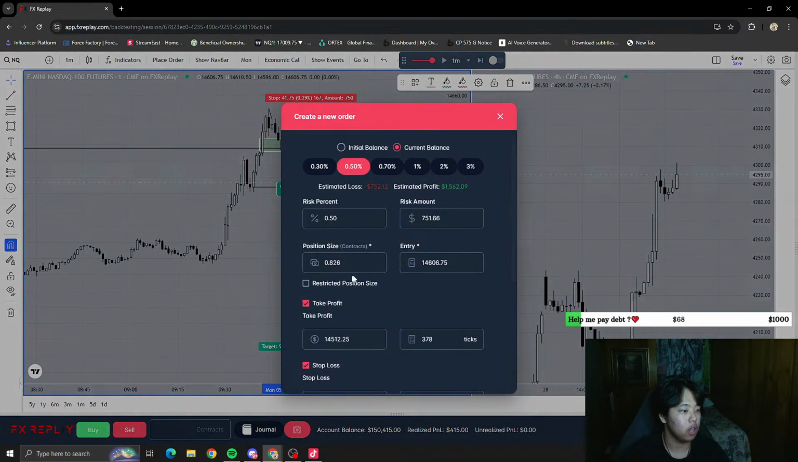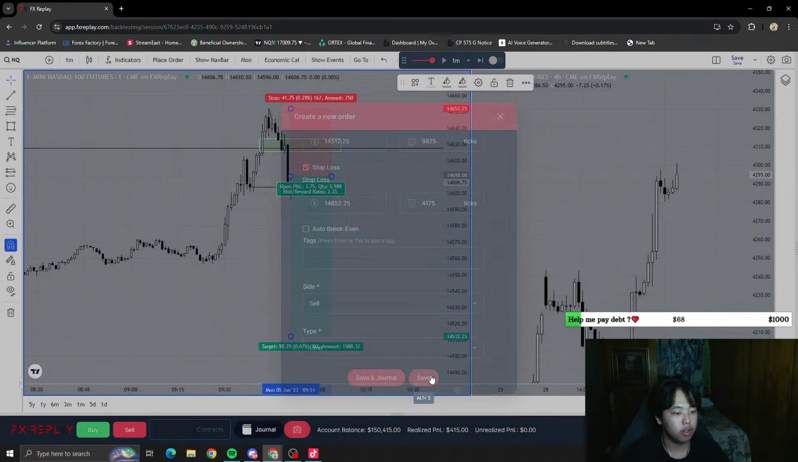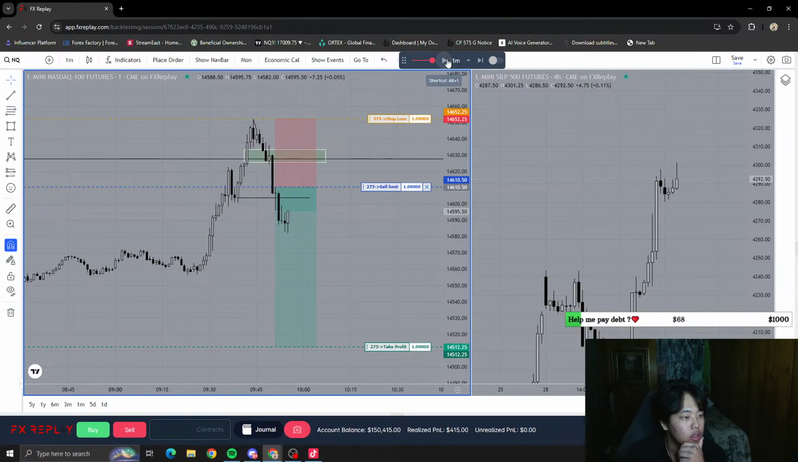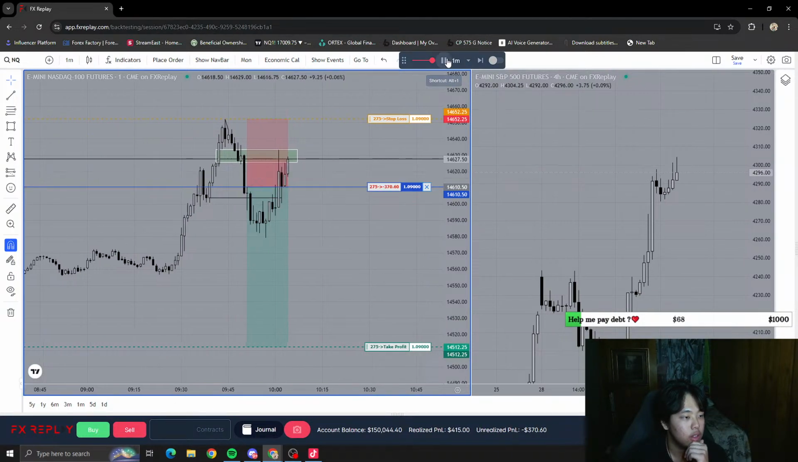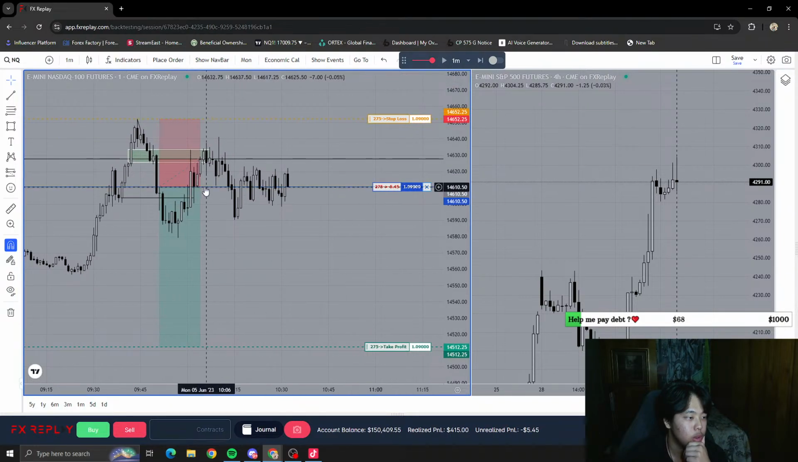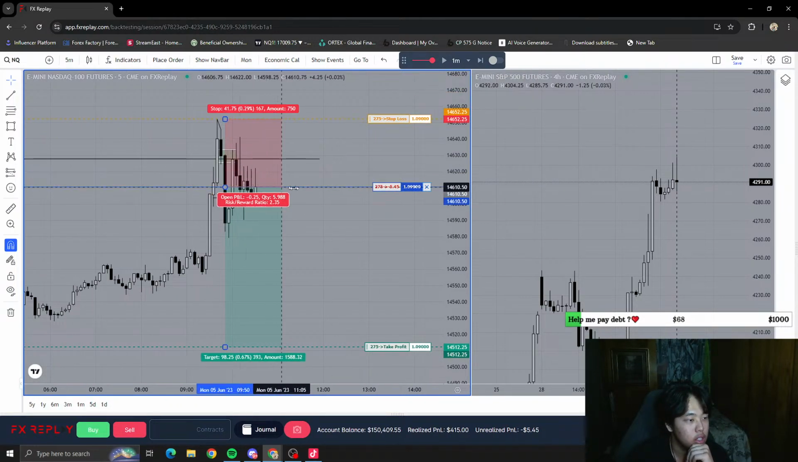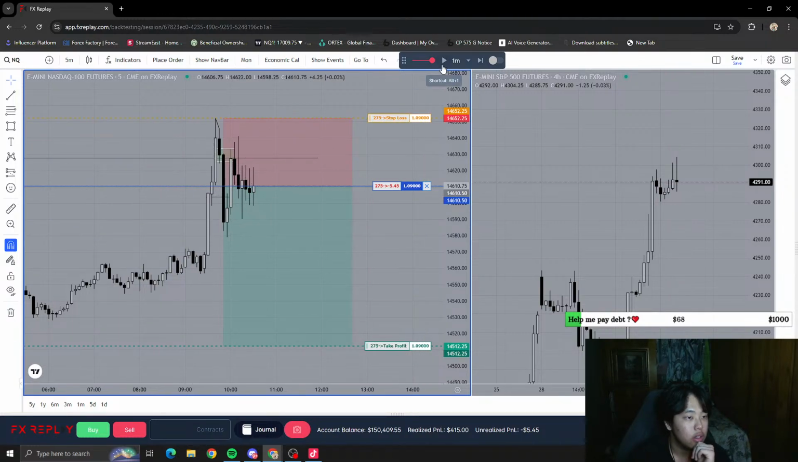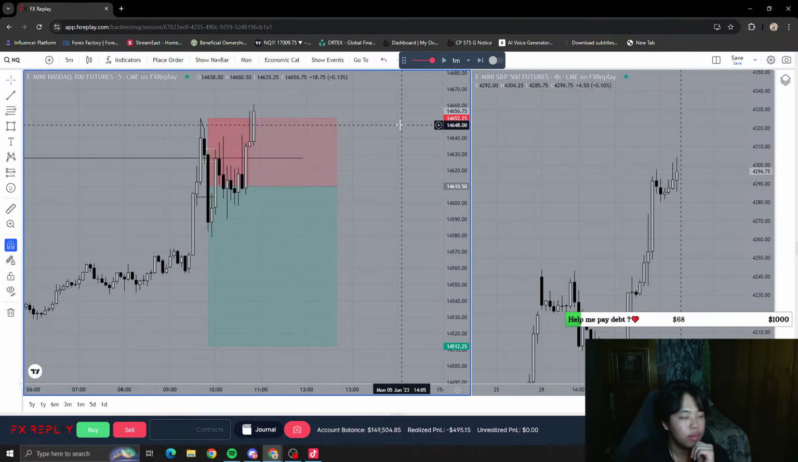I'm going ahead and do a sell limit. One contract only. Filled. Let this run. Got chopped. Got chopped. In consolidation here. Okay. We're stopped out.